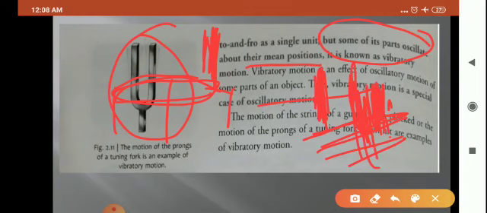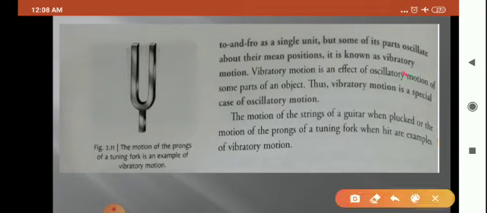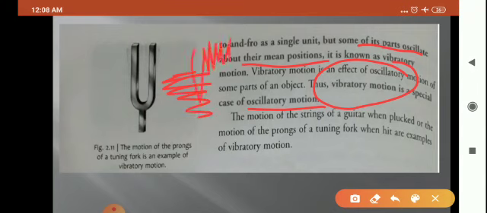So vibratory motion is a special case of oscillatory motion, in which not the whole body moves, but only some of its parts oscillate. Oscillate means they start vibrating. You can understand this when you take a rubber band, stretch it between your fingers and start plucking it. It will produce a sort of sound also, and it will start vibrating. You can see that with this practical method too.